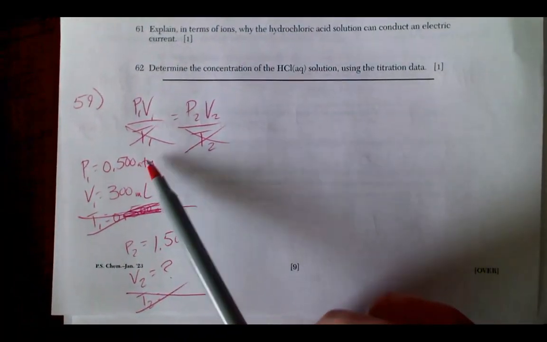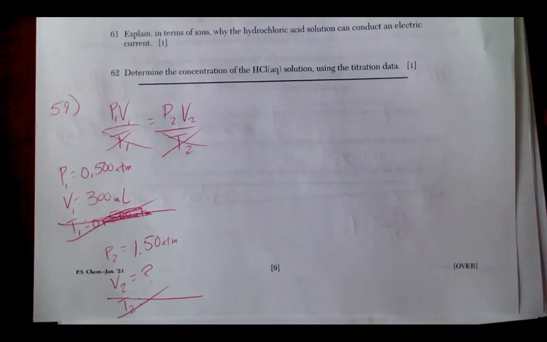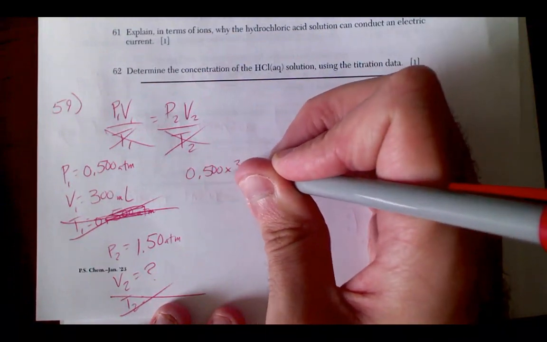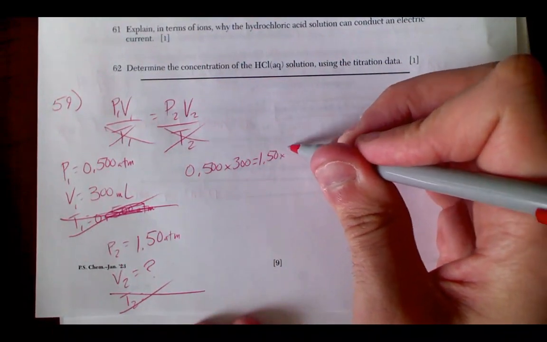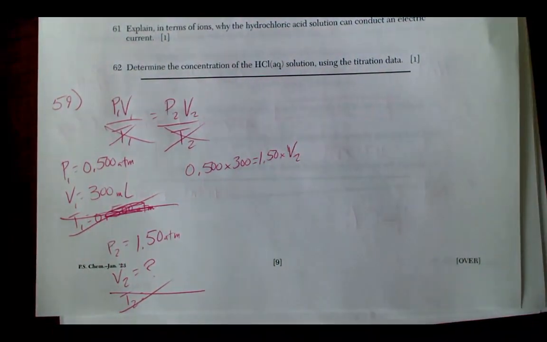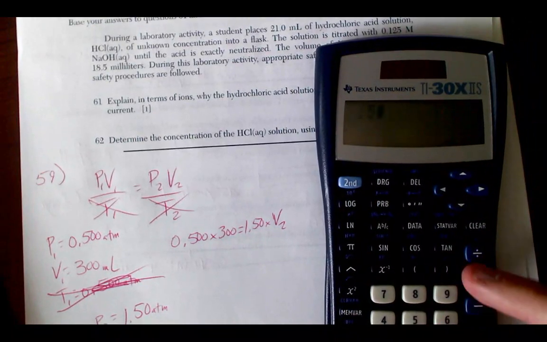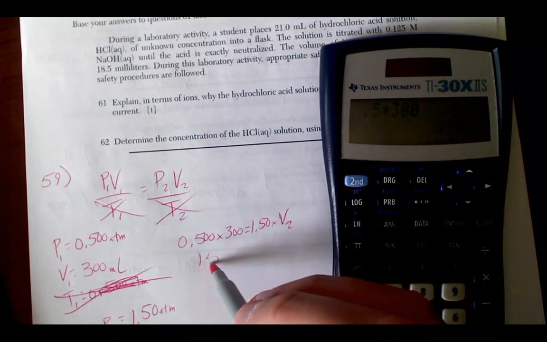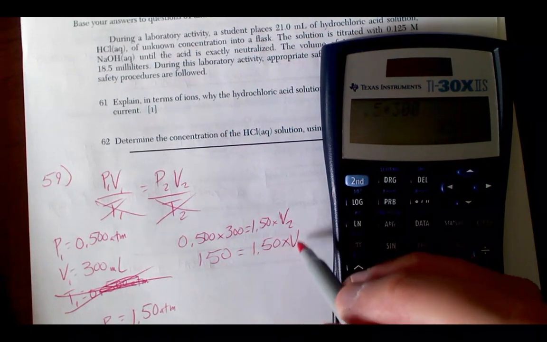We have these two numbers, our pressure and volume at the beginning. We have our pressure at the end, and we can use that to find our new volume at the end. So I'm going to plug some numbers in. P1 times V1 is now 0.500 times 300 equals 1.50 times V2. That's my equation. Plug our numbers in. Grab my calculator here. Probably can't see on the screen too well, but 0.5 times 300, that's going to give me 150 equals 1.50 times V2 still.